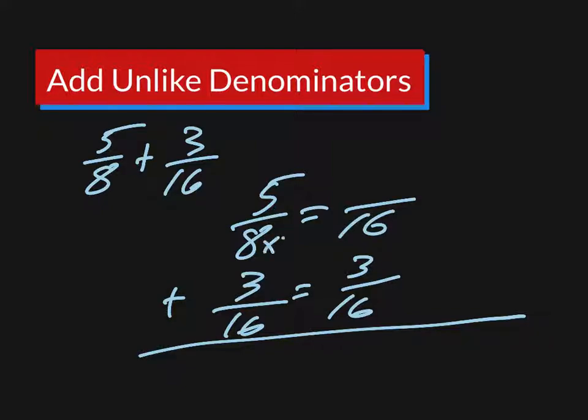And 8 times 2 is 16, so 5 times 2 is 10. Awesome. And now I can add 10 and 3, and that gives me 13/16. Now this answer doesn't reduce because 13 is a prime number, so it only divides by 1 and itself, and it's also not an improper fraction.